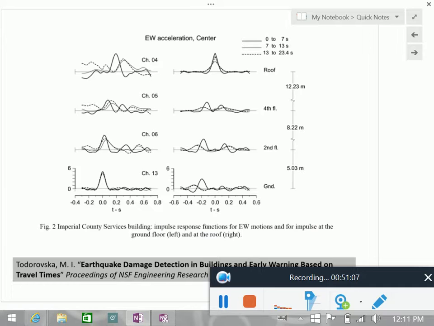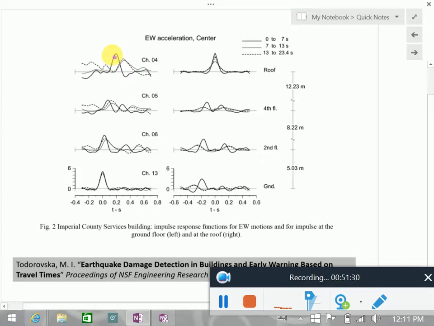You can calculate, if you have accelerometers at different floors, how the wave propagates from one floor to the other. So that frequency is obtained between the roof and the ground floor. It doesn't include what is happening in the foundation of the building. It comes from the building itself.